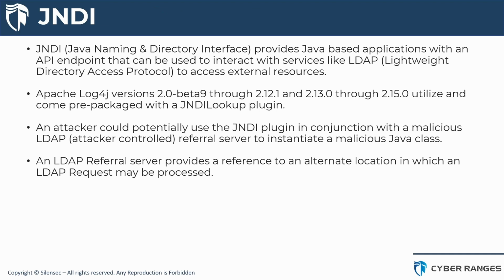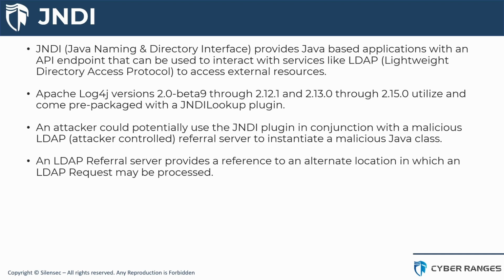So that brings us to a very important point, and that is, what is JNDI? JNDI stands for the Java Naming and Directory Interface, right? And it provides Java-based applications with an API endpoint that can be used to interact with services like LDAP, which is the Lightweight Directory Access Protocol, to access external resources. And Apache Log4j versions 2.0 beta 9 through 2.12.1 and 2.13.0 through 2.15.0 utilize and come pre-packaged with a JNDI lookup plugin.